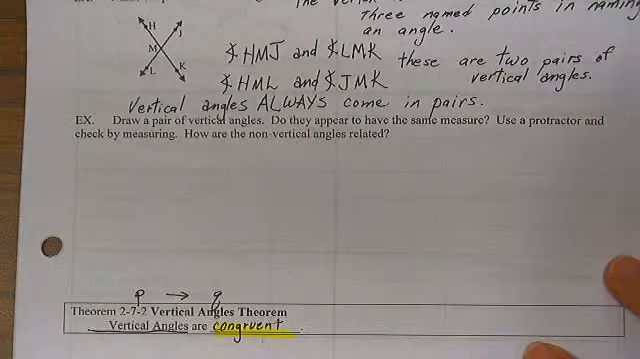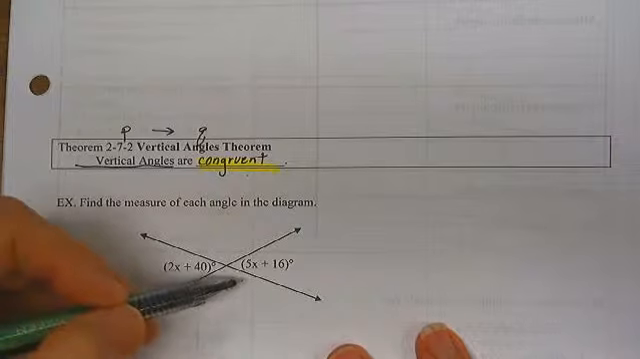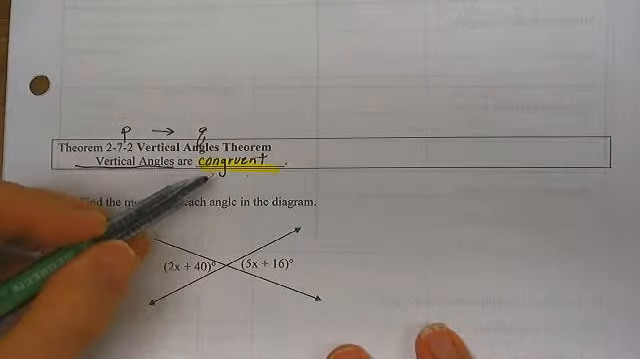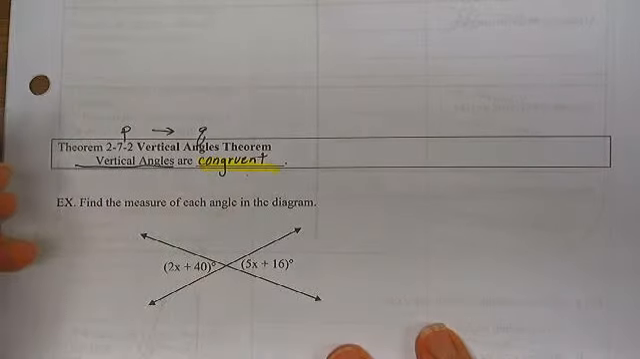Finally, we have one example. Find the measure of each angle in the diagram. We have 2x plus 40 and 5x plus 16. They are vertical angles. We know they are congruent. That means they have the same measure. Well, what does that get us?